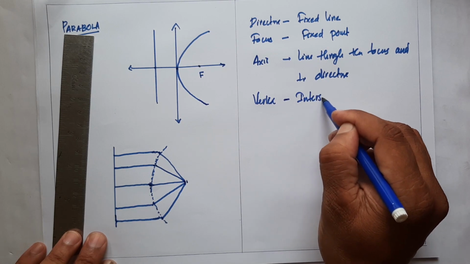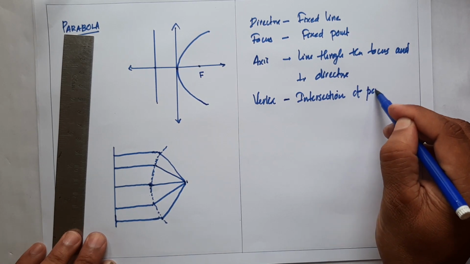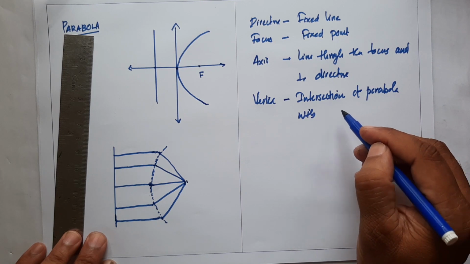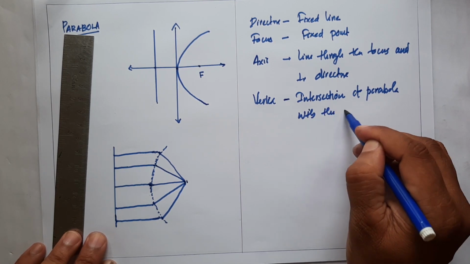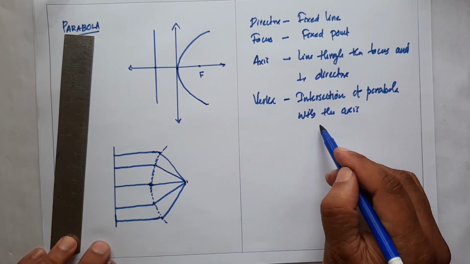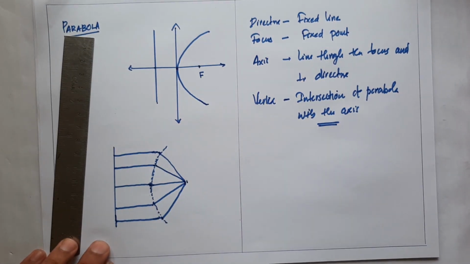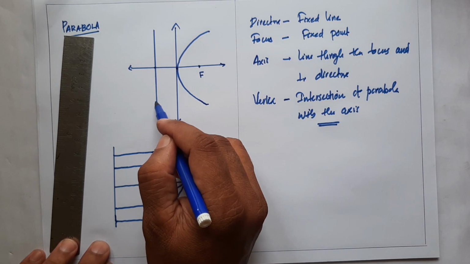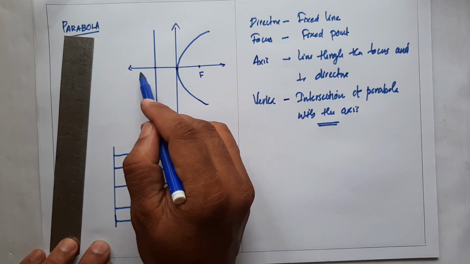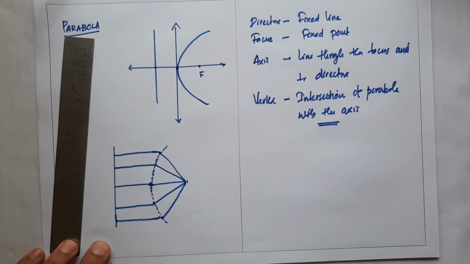The intersection of the parabola with the axis is called the vertex. These are the main points regarding the topic parabola. The fixed point is the focus F, the fixed line is the directrix, and this x-axis is called the axis of the parabola.